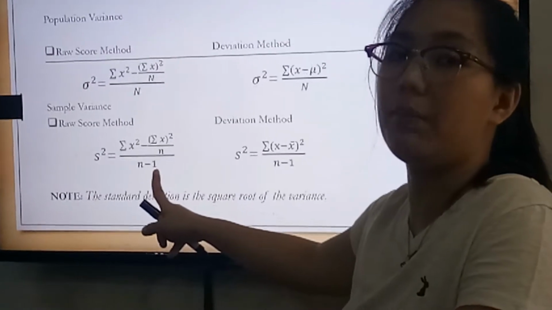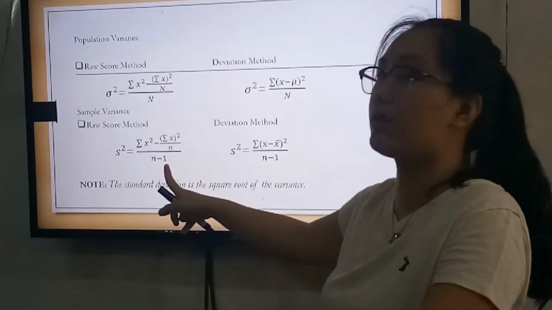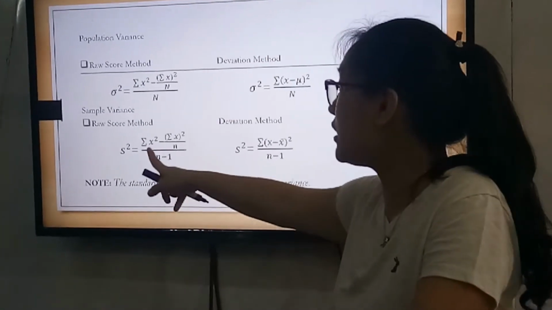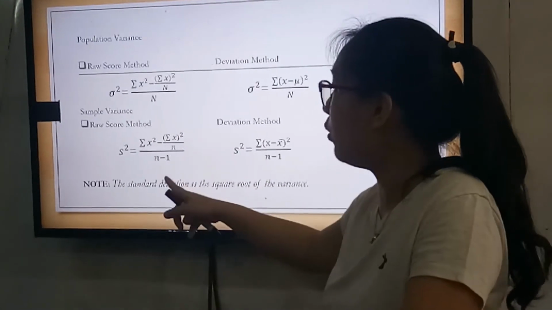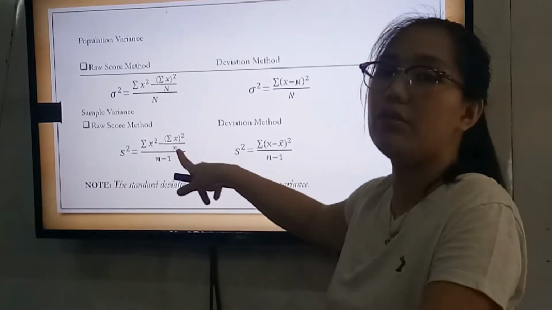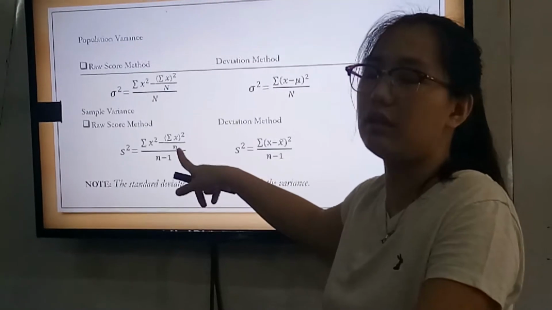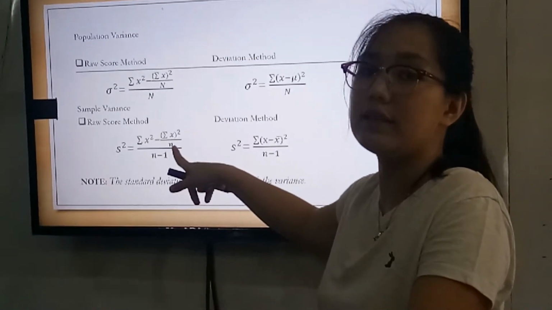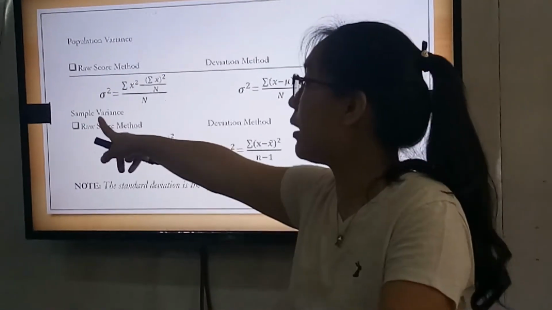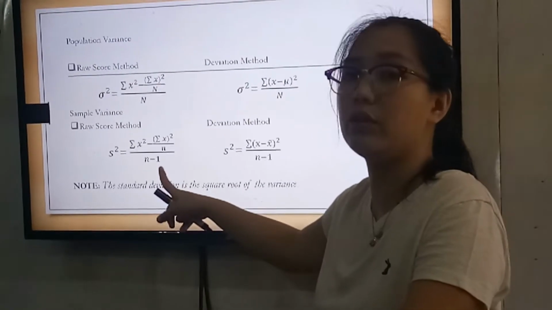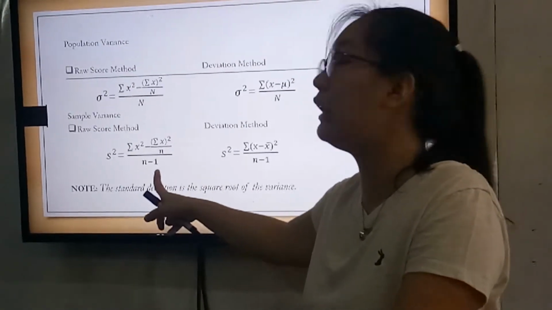Let's compare the raw score method for your sample variance. As you can see, it's the same. The difference is that we will use the sample size of your sample and then deduct 1 on the denominator. That is what's needed.